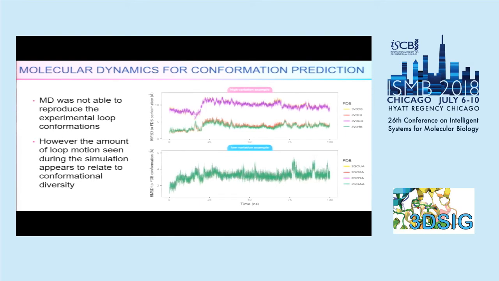So basically, what happens is that if you put in a high variation example, it moves around a lot, but it doesn't go anywhere near any of the other high variation examples, which was very nice of it. And if you put in a low variation example, they all do roughly the same thing and move around less. So I suspect that MD might be very useful for telling you if something's going to be mobile, but it's not going to tell you what those shapes actually are. It tells you that there will be shapes, just not what those shapes are.